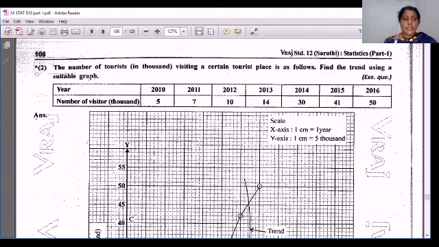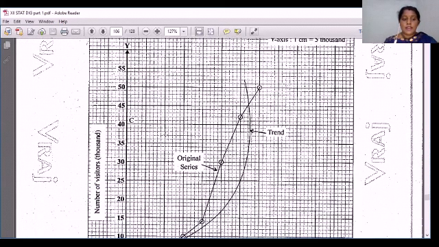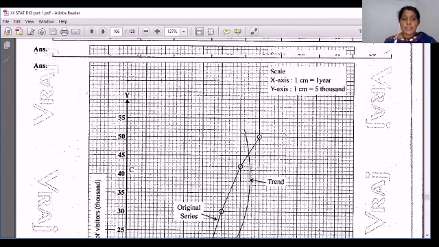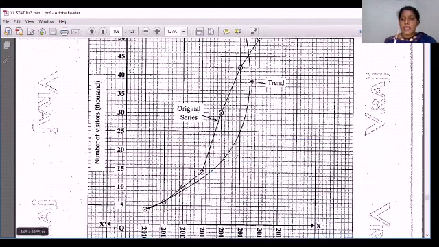Then the next question: the number of tourists, in thousands, visiting a certain tourist place is as follows. Find the trend using a suitable graph. Here the years are given as 2010, 11, 12, 13, 14, 15, 16, and the number of visitors is 5, 7, 10, 14, 30, 41 and 50. Let's see the graph. On the x-axis the numbers start, so you can take approximate multiples like 5, 10, 15, 20, 25.